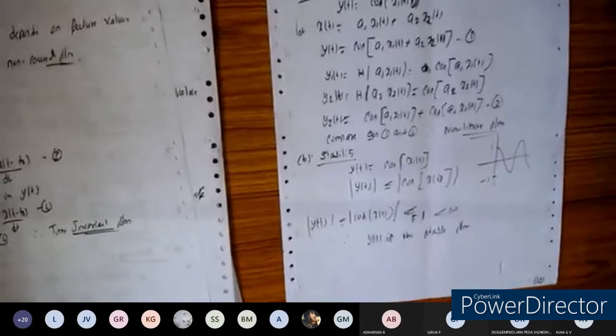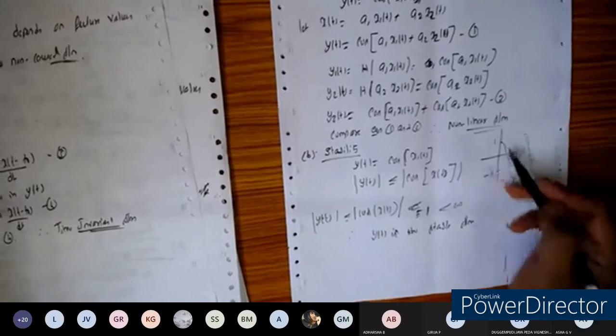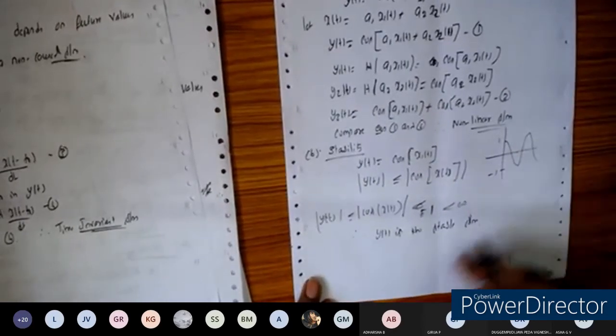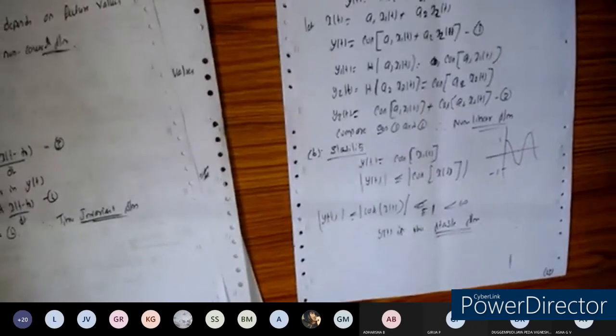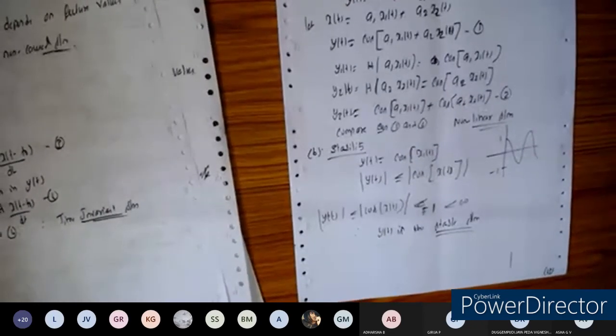y of t is a stable system here. The maximum value of cos will be plus or minus 1, so the given system is a stable system. Done, right? Any doubts in this one?